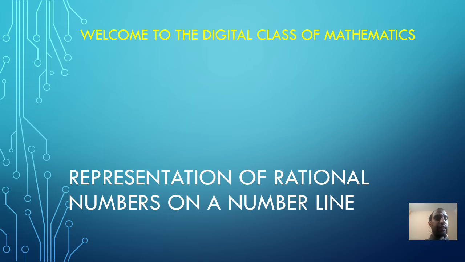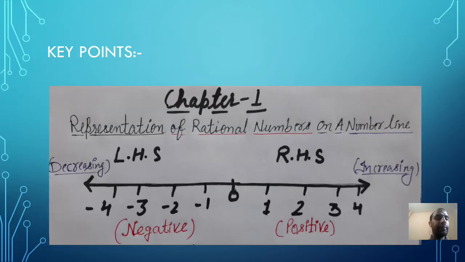As you all know, we are discussing rational numbers and their properties. So today we are going to start a very new topic, that is representation of a rational number on a number line. This number line concept you have studied in class 6th also, but that was in the case of integers. So have a look first at what the key points are when we are talking about the number line.